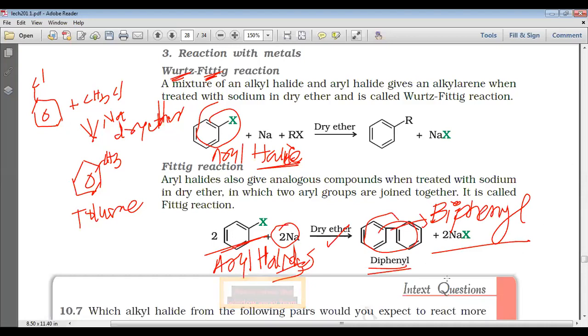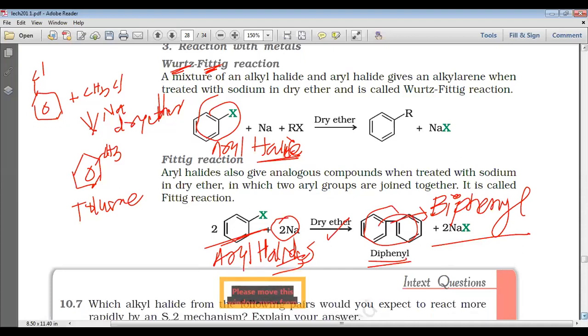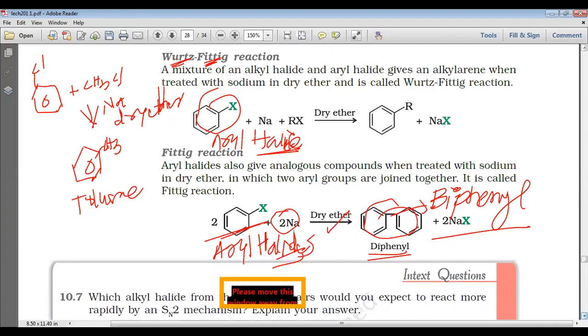The Fittig reaction contains only aryl halides. The Wurtz reaction contains only alkyl halides. But the Wurtz-Fittig reaction contains one reactant as aryl halide and another reactant as alkyl halide, and that is why products with a benzene ring and an alkyl group are formed.